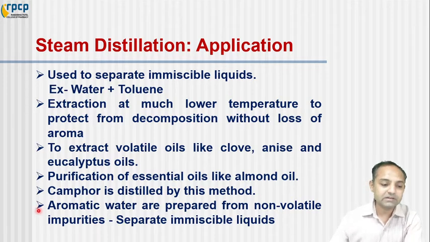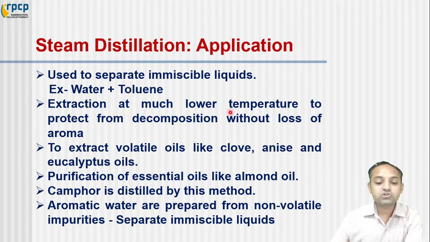Now, what are the applications of steam distillation? It is used to separate two immiscible liquids like water and toluene. Water is polar, toluene is non-polar. When we apply the steam, toluene is removed first. Toluene can be separated from the water.